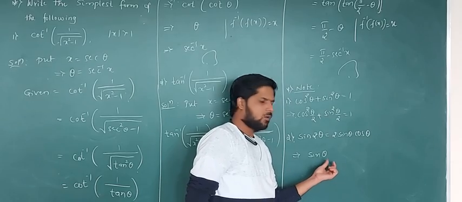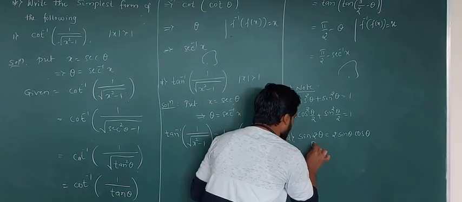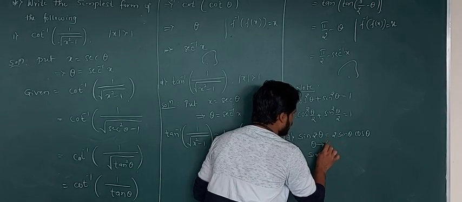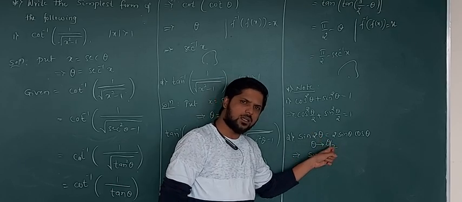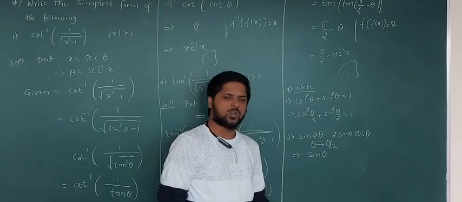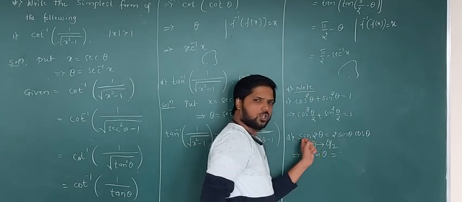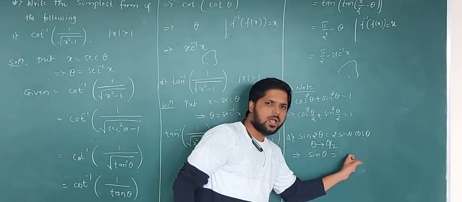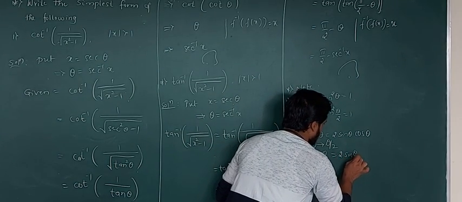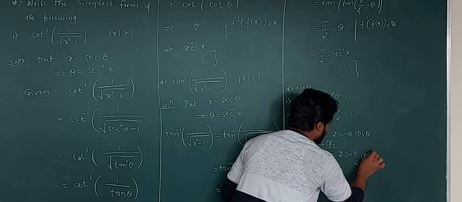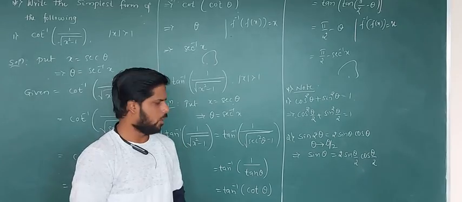When it is sin 2 theta, theta is replaced here by theta by 2. At that time the 2 in theta by 2 gets cancelled, and we get only sin theta. So sin theta equal to 2 sin theta by 2 into cos theta by 2. In both sides, LHS as well as RHS, we have to change theta. This one is a very, very important formula.